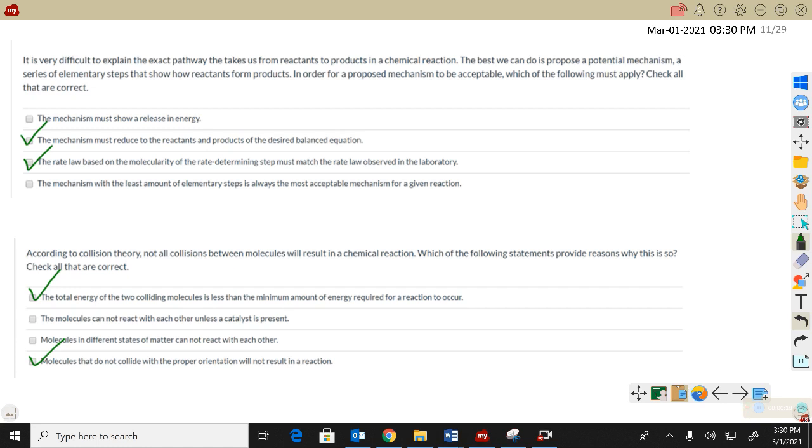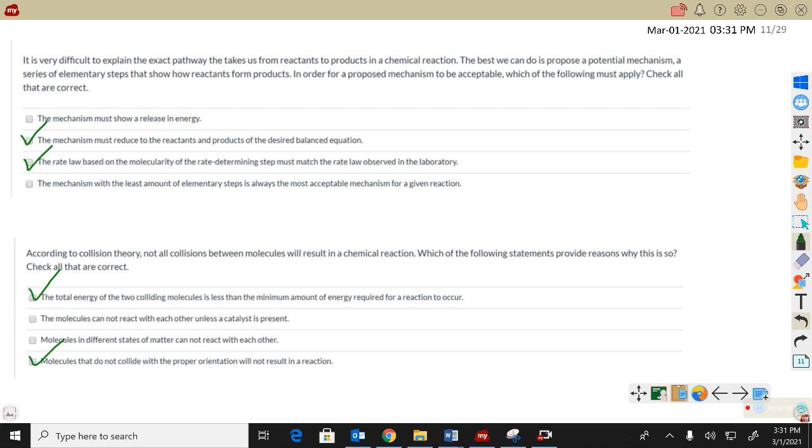It must simplify to the desired balanced equation, and the rate law based on the molecularity of the slow rate determining step must match the experimental rate law observed in the laboratory. So we can write rate laws based on the stoichiometry or the molecularity, the molecules colliding on the reactant side of the balanced equation. We just don't know if it's right until we confirm with lab data.